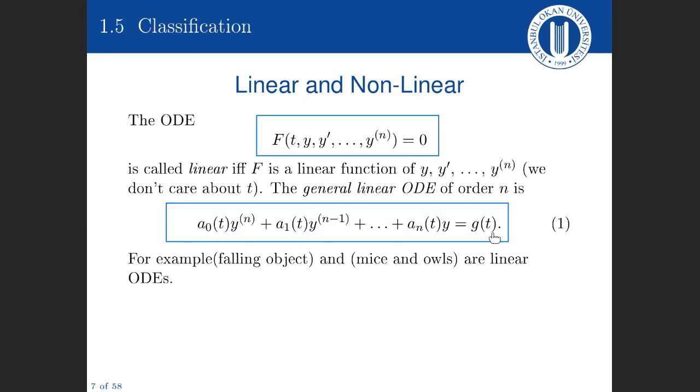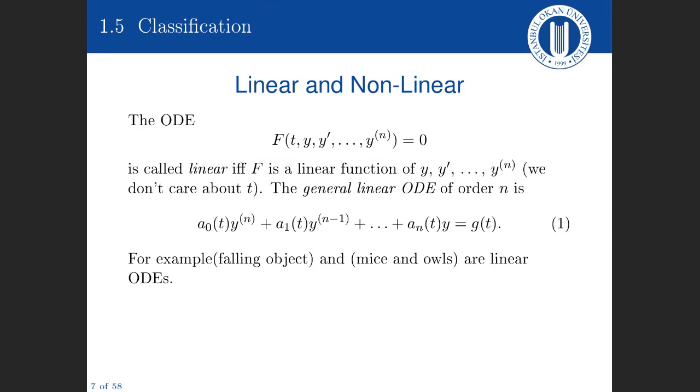For example, the falling object equation and the mice and owl equations are linear equations. Let me say this again. Let's suppose we cross out all of the functions of t. We don't care about t, we don't care if it's a linear function of t or a nonlinear function. We really don't care. So just forget all of the functions of t. Let's suppose instead of g of t we have 0, and instead of all of the a's we just have the number 1. Forget about all of these.